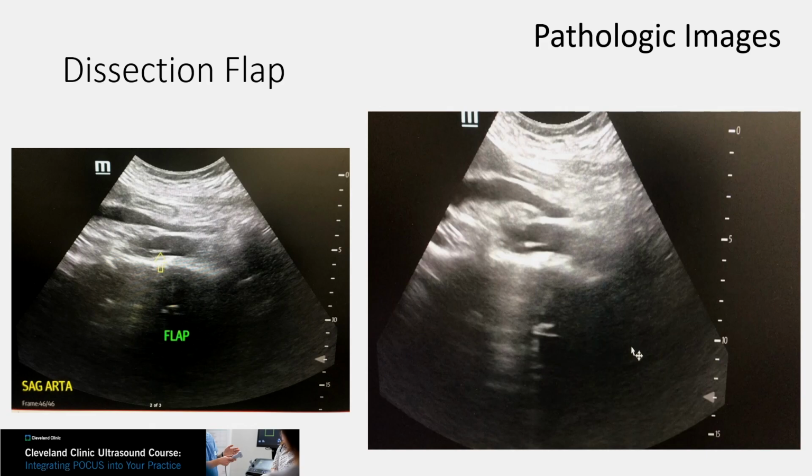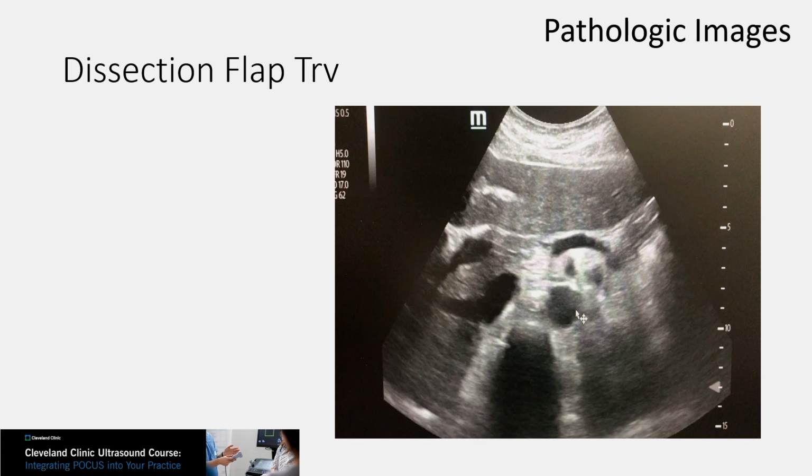Remember that when you look at this image for a flap, if you see a flap, that can be indicative of a dissection. But if you don't see a flap, it does not mean that there's not a dissection present. You should always get the confirmatory CT scan.